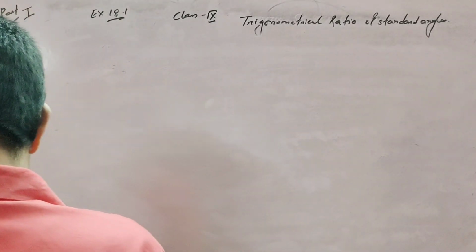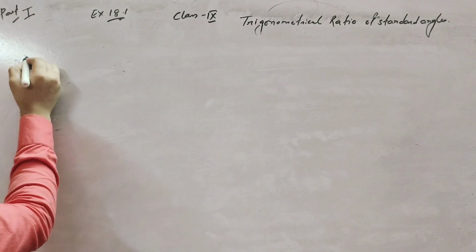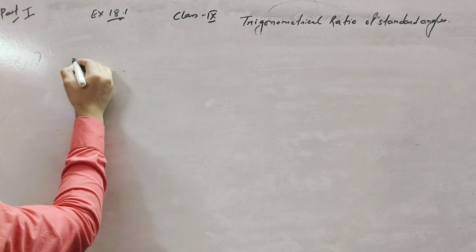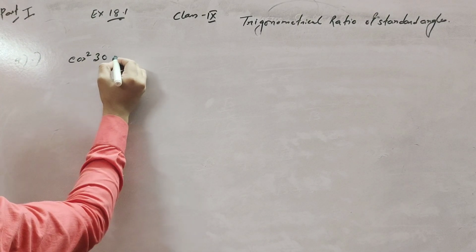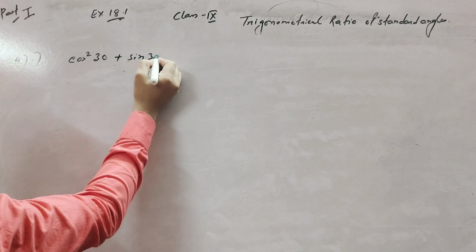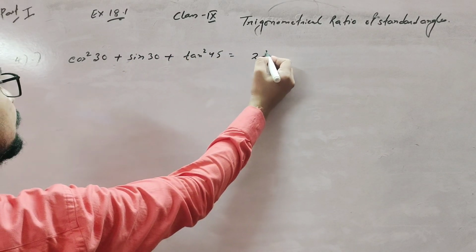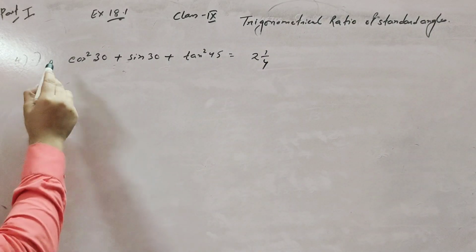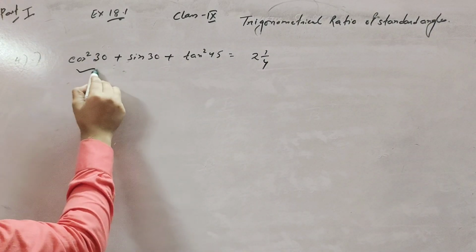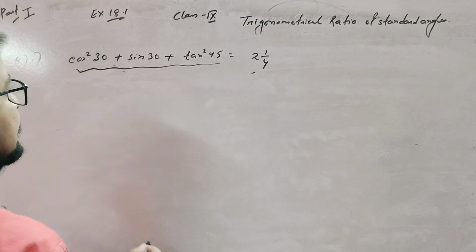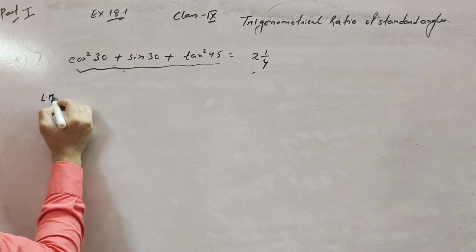Now question number is 4.1. You see in 4.1, cos square 30 plus sine 30 plus tan square 45 equals 2 1 by 4. That means prove that, here is the proof that this LHS equals RHS. So first of all, solve the LHS portion.